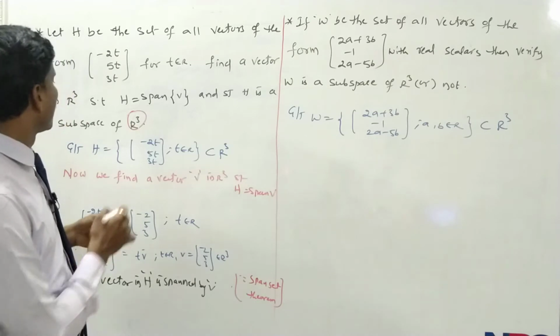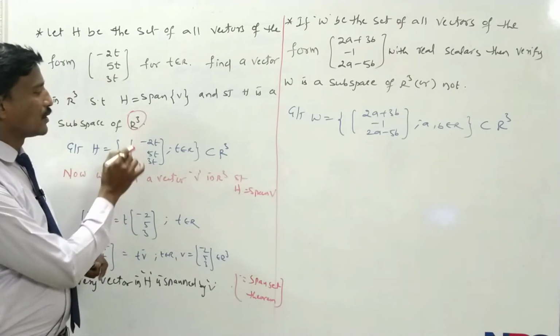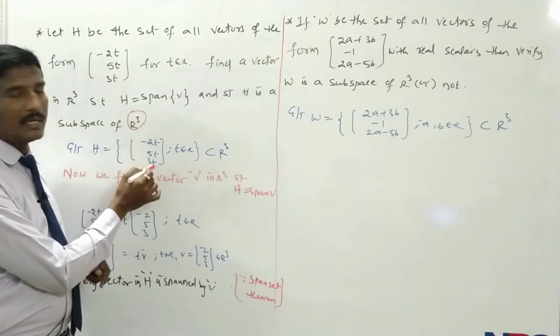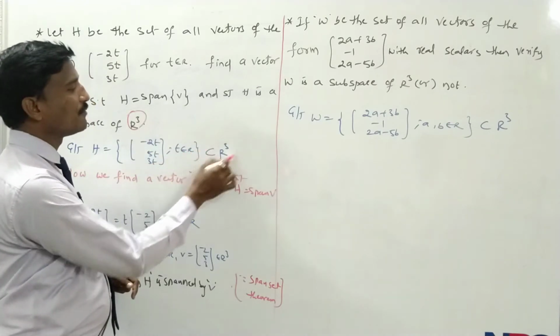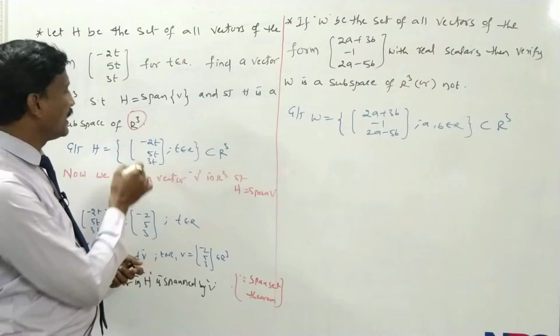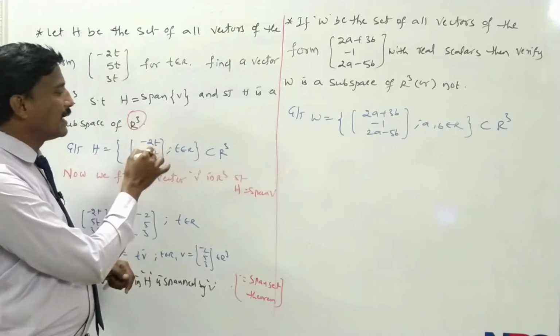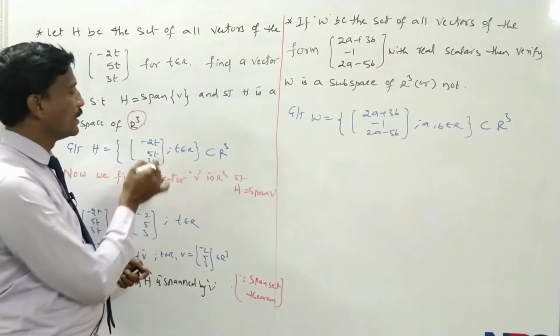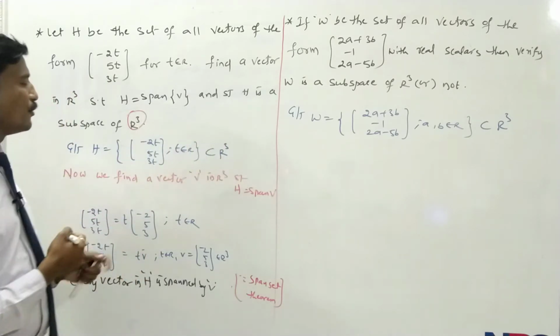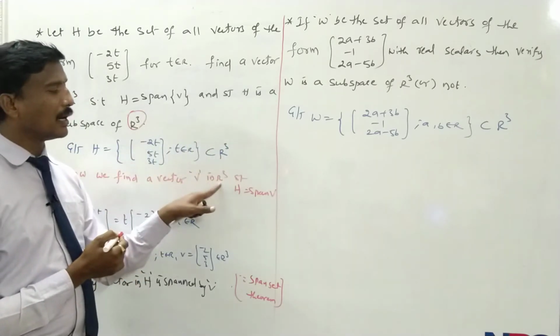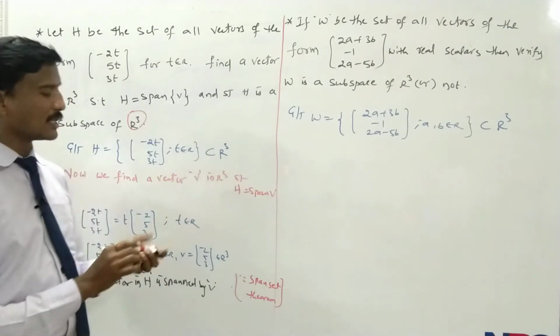Okay, so H equals the vectors (-2t, 5t, 3t), and t belongs to R. So this is a subset of R3. Why? Because every vector in H contains 3 entries. Therefore this is a subset of R3. Now we have to find a vector in R3 such that H equals span V.